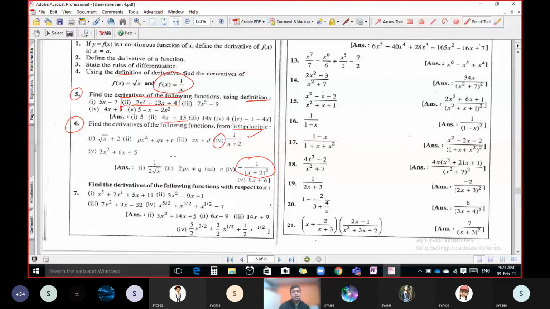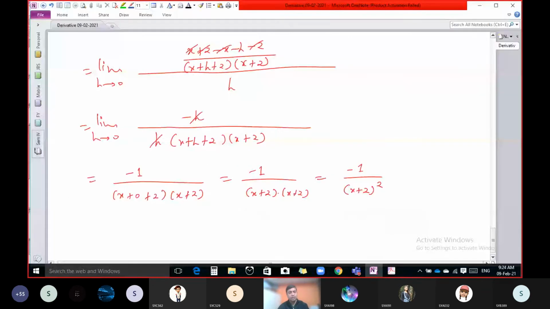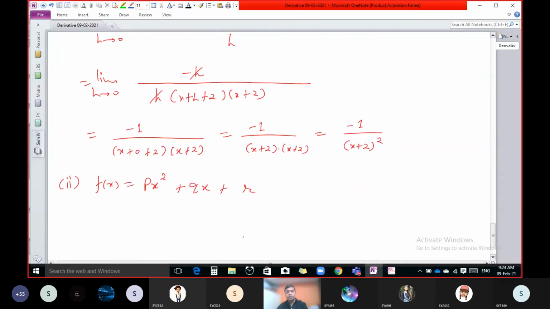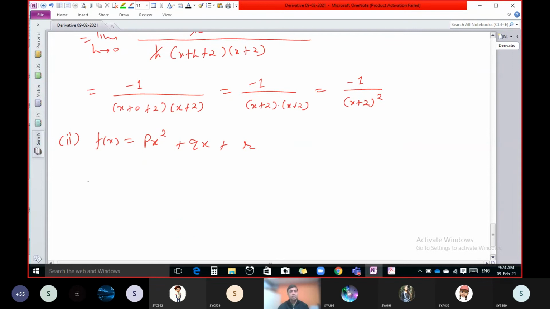Now see this question. px square plus qx plus r. Sixth second one. F of x equal to px square plus qx plus r. So it's also a simple question. Let us start. Be fast. First step. F of x plus h. In place of x, you have to put x plus h.